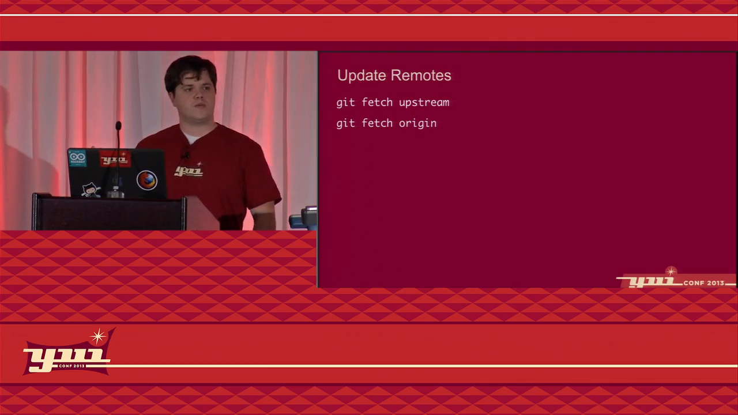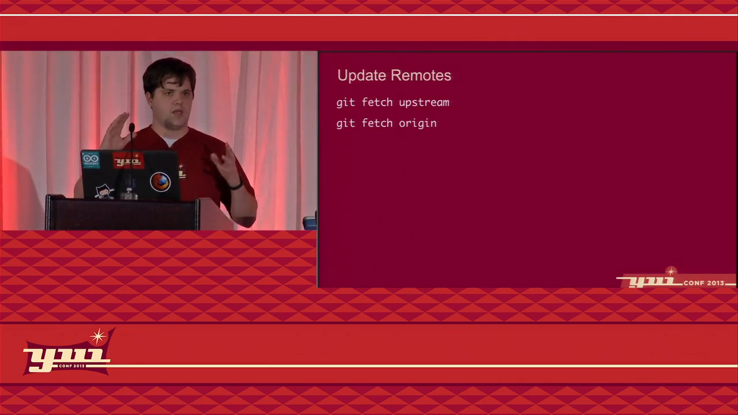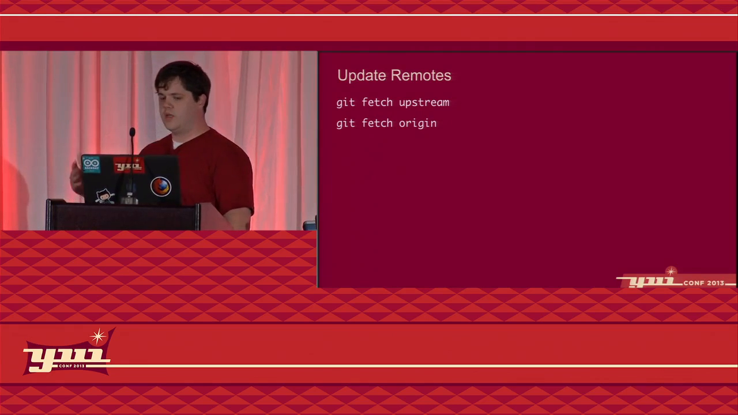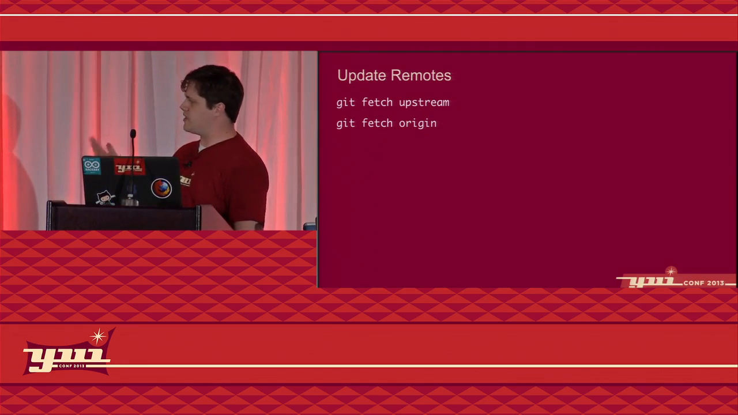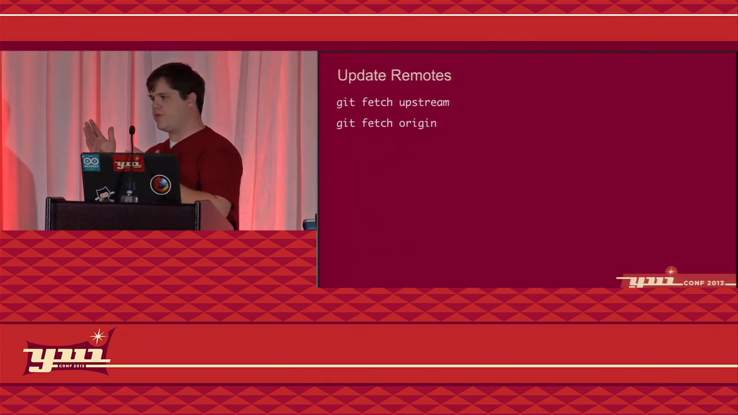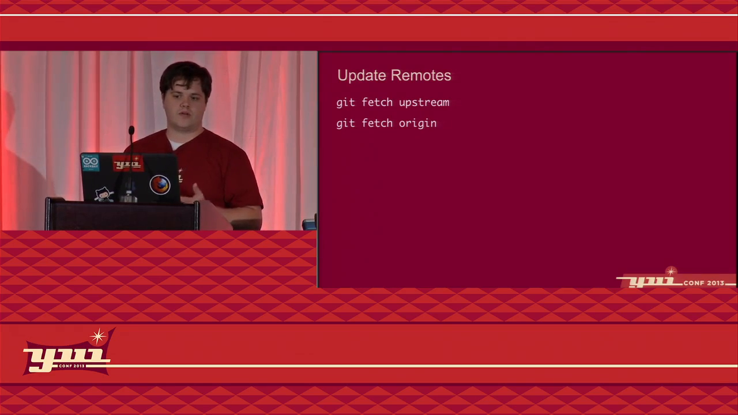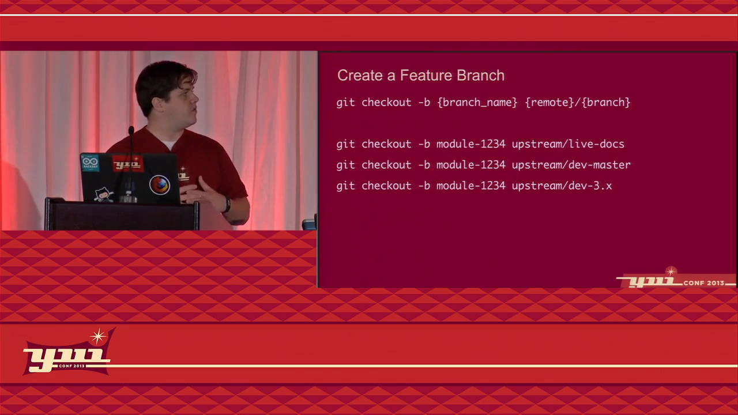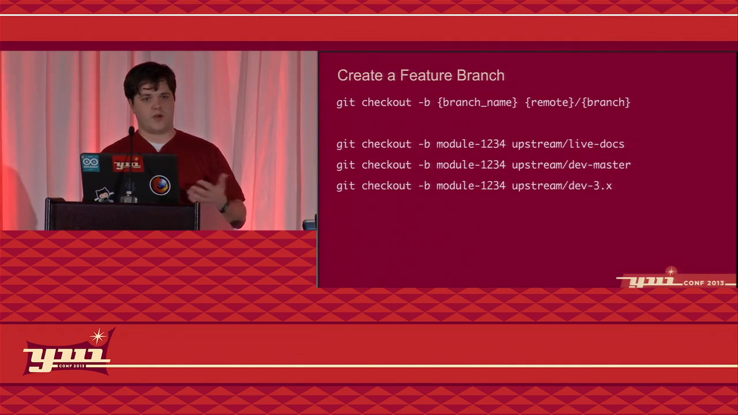But git fetch upstream will pull down any changes in the upstream that's happened since the last time you've either cloned it or the last time you've done a fetch. The same thing with origin. And what this does is that we don't want to create a branch from last year's code or last week's code. We want to create a branch from last minute's code.